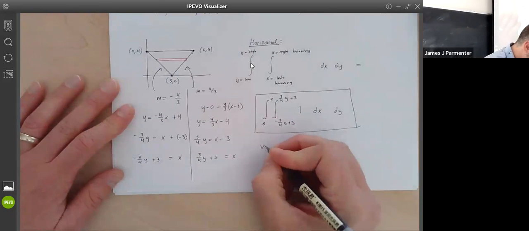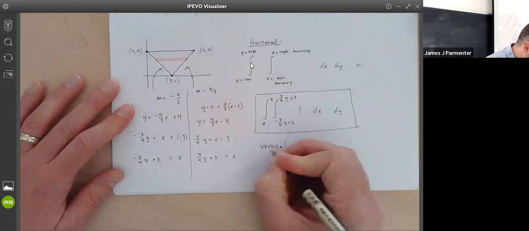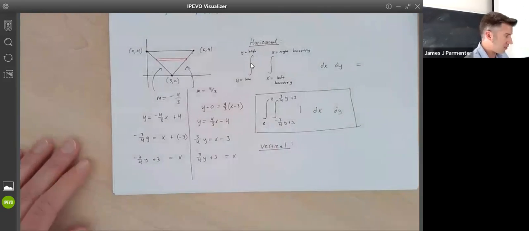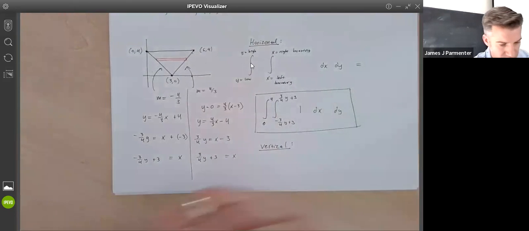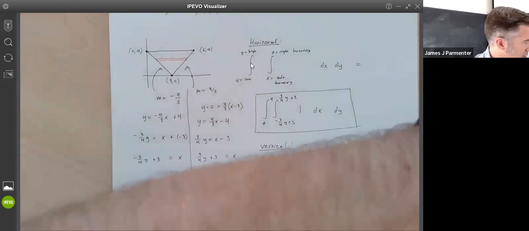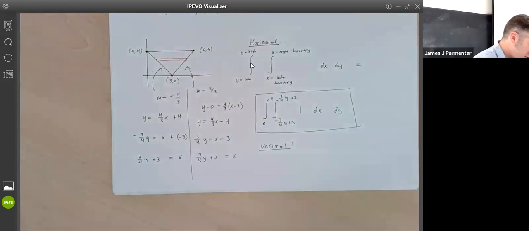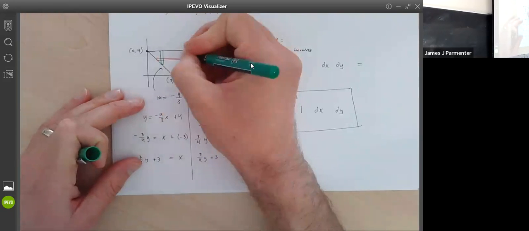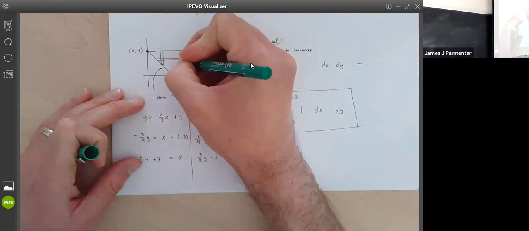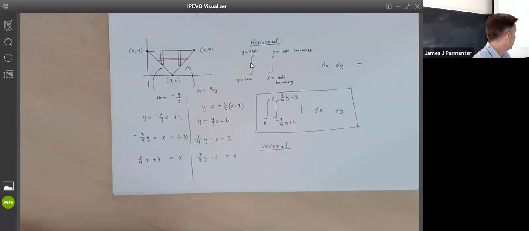And then we can do a similar thing for vertical, except now we switch it up. That's the reason I was doing the vertical second, because the vertical requires a little extra. If you draw a vertical strip, depending on where you draw it, you have a different bottom function. So we're going to have to break it up into 2 integrals to do it using vertical cross sections.